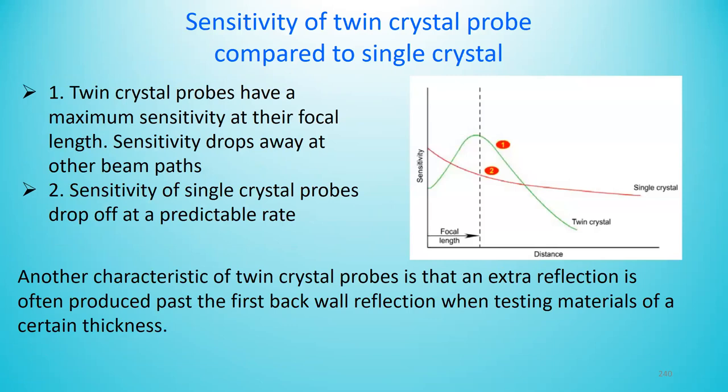Twin crystal probes have a maximum sensitivity at their focal length. Sensitivity drops away from the beam path. Sensitivity of single crystal probes drops off at a predictable rate. Another characteristic of twin crystal probes is that an extra reflection is often produced past the first backwall reflection when testing material of a certain thickness.